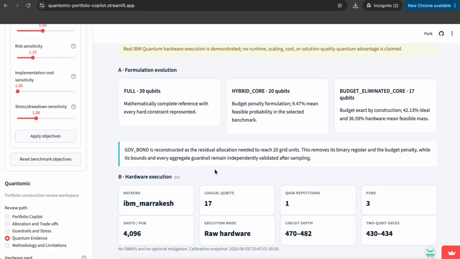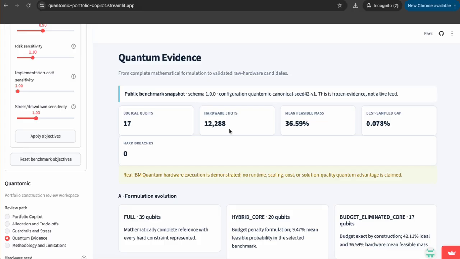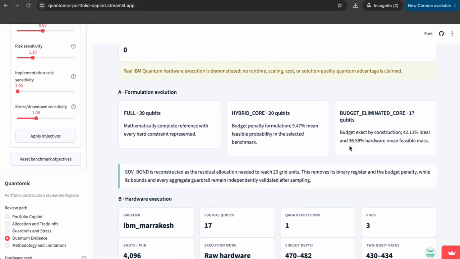We also tested quantum computing as an additional way to search the large number of possible portfolios. The experiment used 17 logical qubits on real IBM Quantum hardware and collected 12,288 hardware measurements. And we can see here 36.59% feasible mass, 0.078% best gap, and 3 out of 3 seats within 2%. And there are zero hardware breaches.